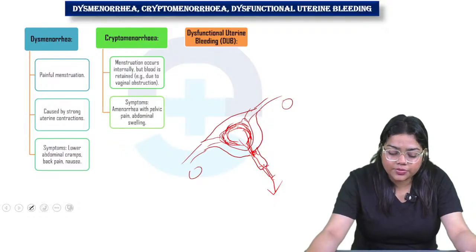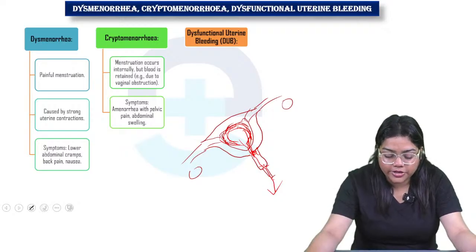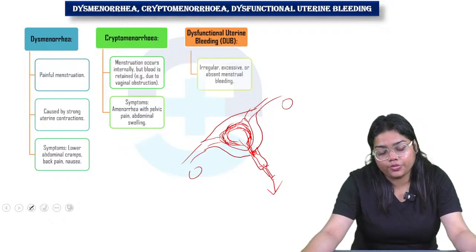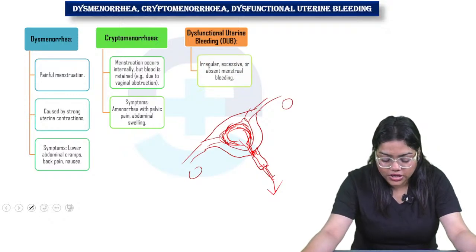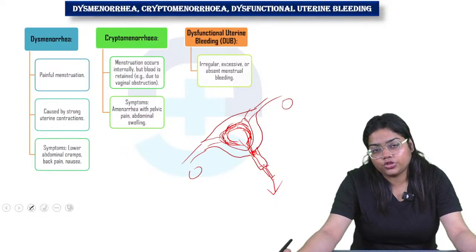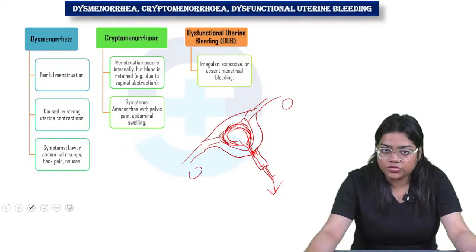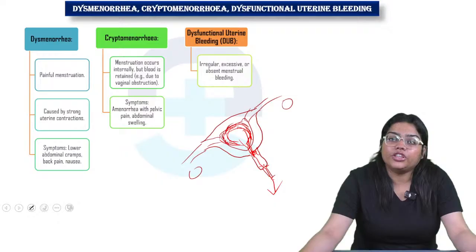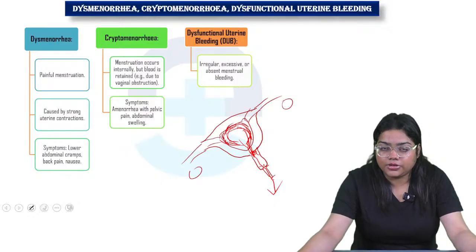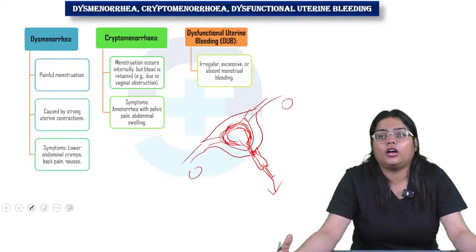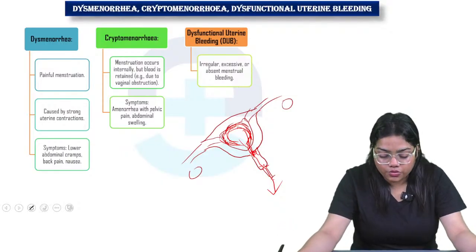So the symptoms may show amenorrhea with pelvic pain, which is absence of the menstruation cycle with pelvic pain and abdominal swelling. Okay, so how can we treat it? We have to show it to a proper gynecologist. And we have to follow a proper diet plan, with less spicy food and high fiber rich food. Also the diet has to include iron rich food, so the blood production will be more.